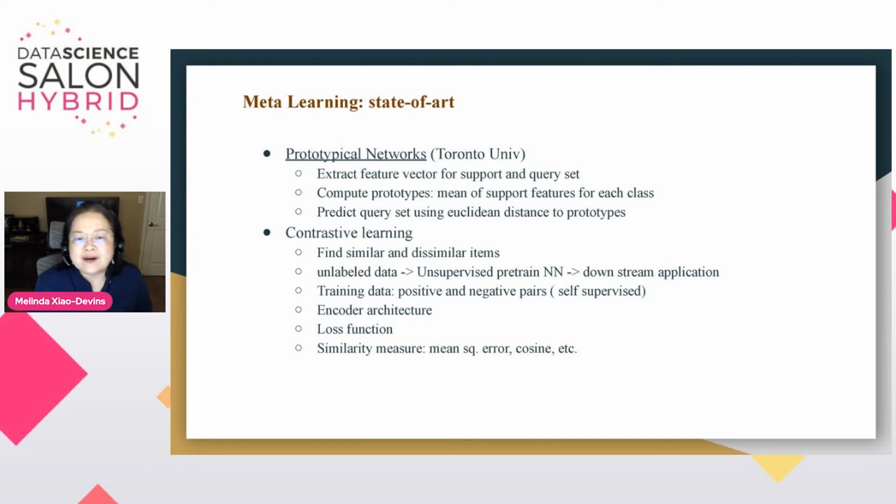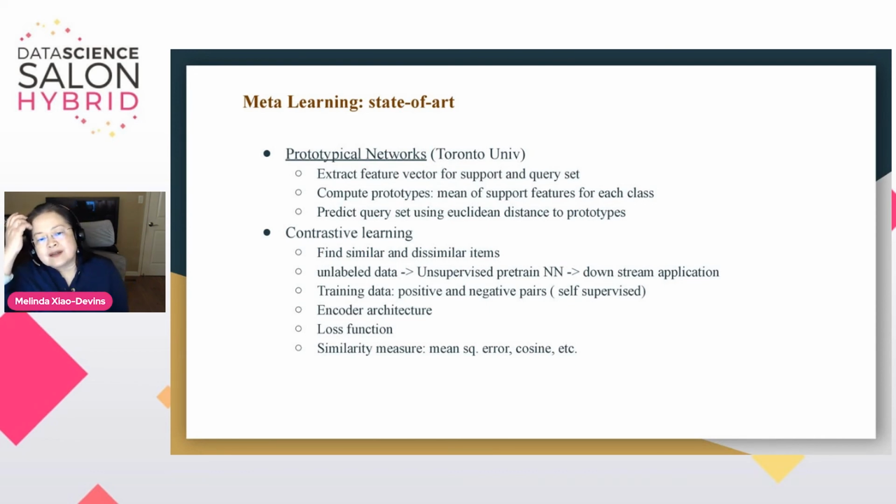The state-of-the-art model right now is the prototypical network. ProtoNet was published by several researchers at the University of Toronto in the first paper. ProtoNet works by extracting the feature vector for the support set and query set and computing the prototypes. Prototypes are the mean of the support features for each class. And it will predict the query set using Euclidean distance to the prototype.